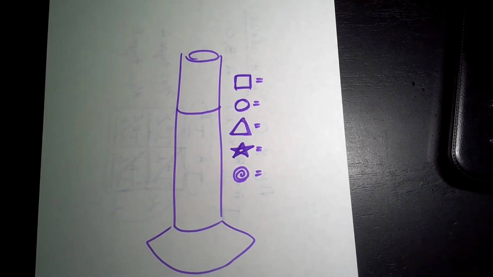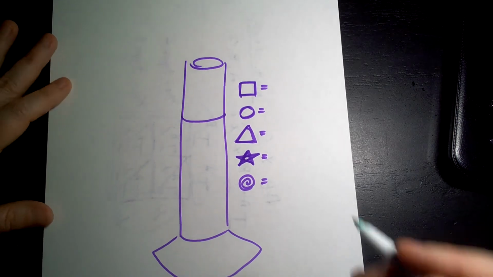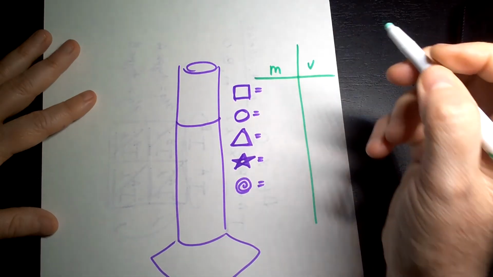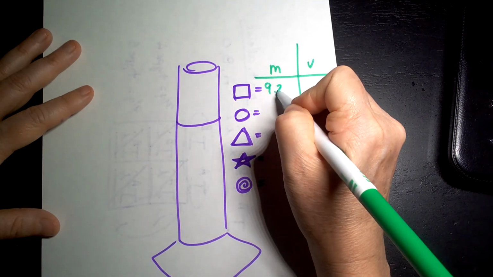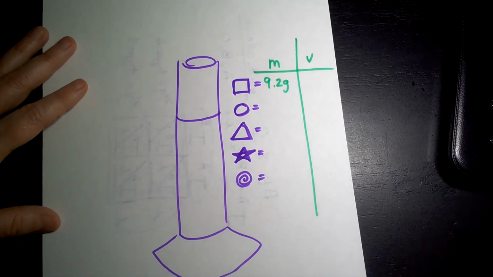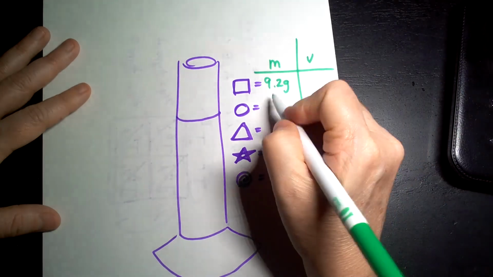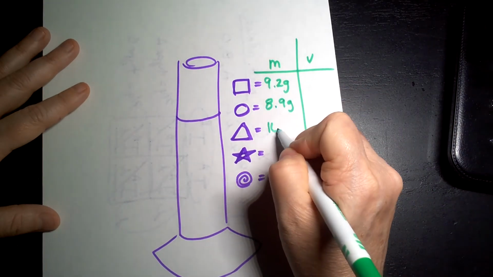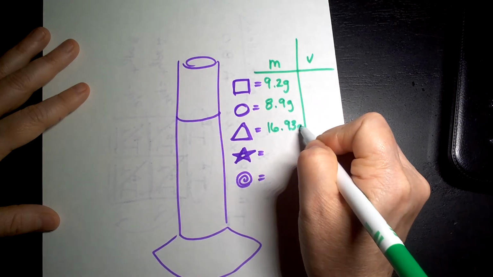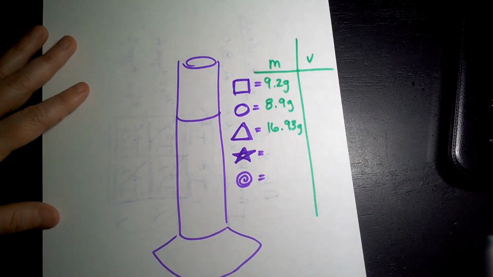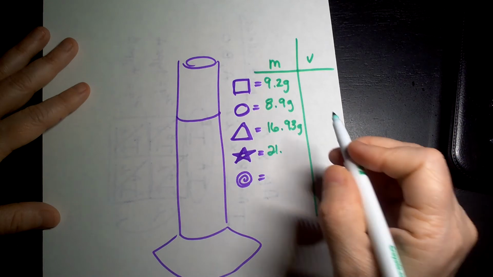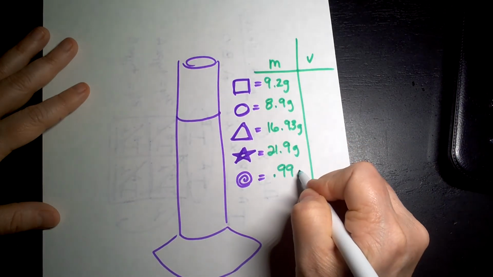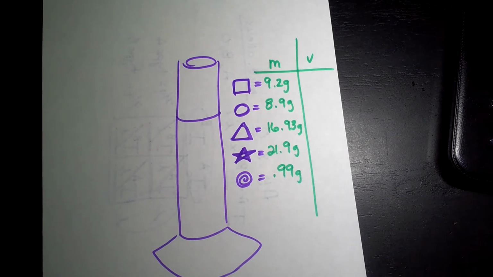Okay, so for your items, I'll create a table for you. So it's going to be mass and volume. This one was 9.2 grams, and so you'll pretend like you went over and found the mass. This one was 8.9 grams. This one was 16.93 grams. This one was 21.9 grams. And this one was 0.99 grams. Okay, so that's your mass.